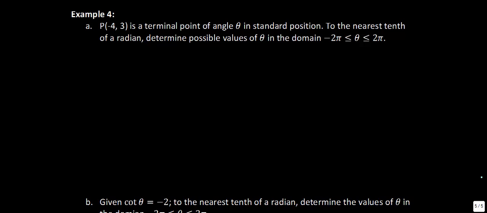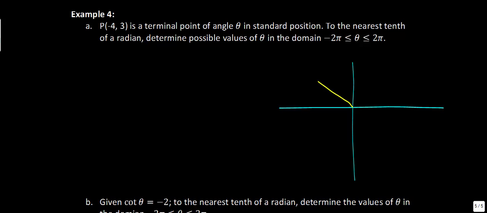Okay, our last page, folks. Example 4 says we have point P, located at (-4, 3), and it's a terminal point of angle theta in standard position. To the nearest tenth of a radian, determine possible values of theta in the domain between -2 pi and 2 pi. You're used to seeing this as 360 degrees and -360, but understand that those are the same things. First, let's draw ourselves a little picture so we can situate in our head what's going on.